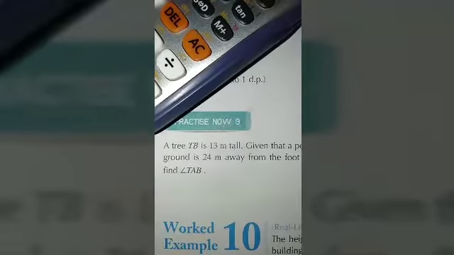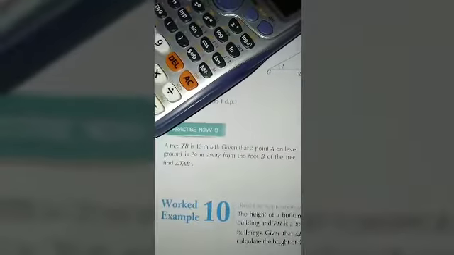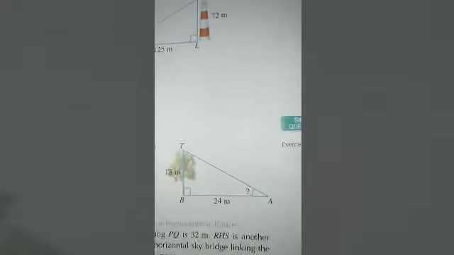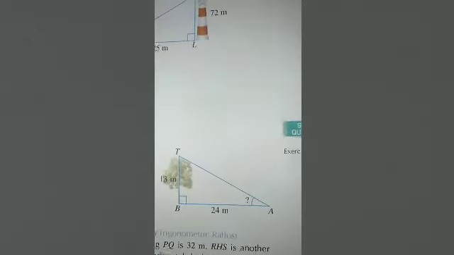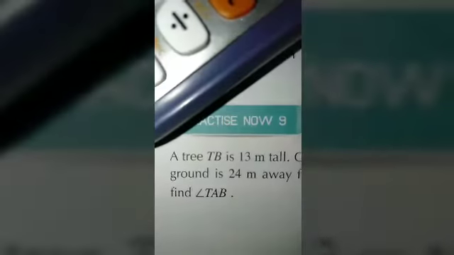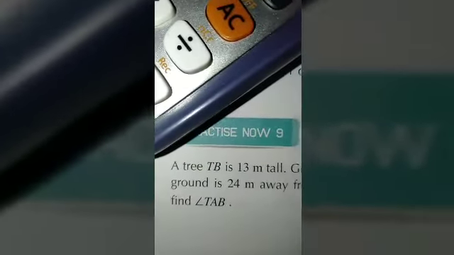A tree TB is 13 meters tall. Given that a point A on level ground is 24 meters away from the foot B, find the angle TAB. Whenever you find an angle, always consider that the letter in the middle is your angle. Like angle TAB, so A is in the middle. That is why we can say A is the angle we need to find.